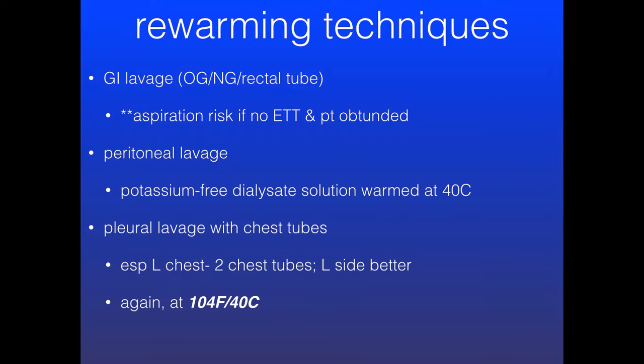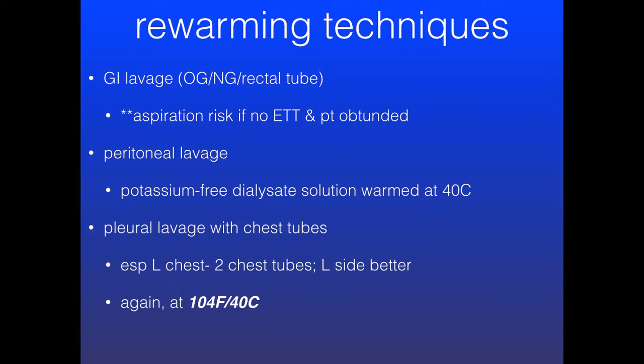Another method you can use is GI lavage with either an OG, NG, or a rectal tube. As far as the gastric tubes go, if your patient is not intubated, then you want to think twice before doing this, because if they are very obtunded, then they do have a big aspiration risk.